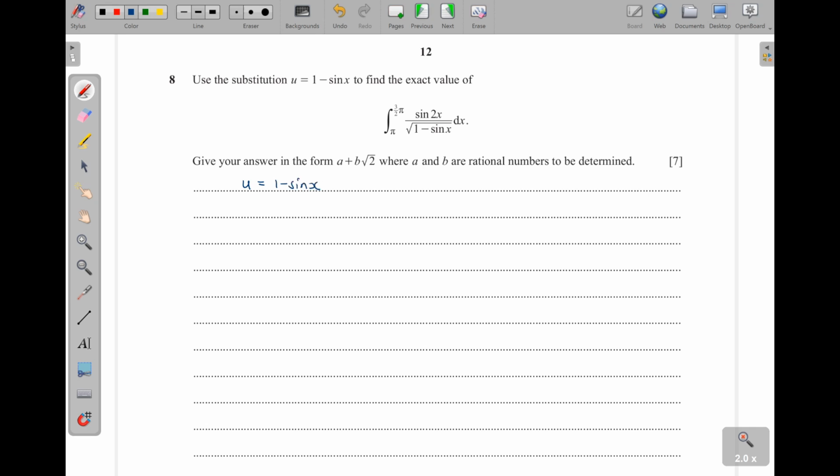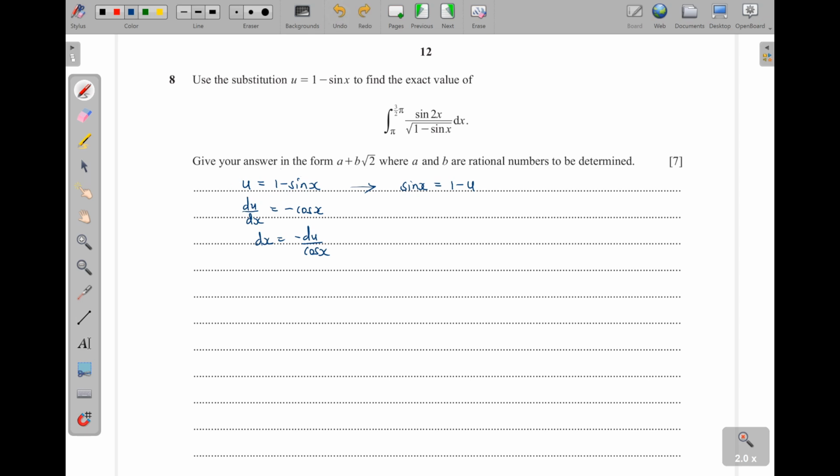Since the variable has changed, that means we need to find the dx in terms of du. So what is du dx? Of course, when you differentiate a constant, it goes. Now, differentiate sine, you get cosine. But since there is a minus, this will be negative cosine of x. So making dx the subject of the formula, it will be negative du over the cosine of x. Then from here, since I have sine somewhere, I can say sine of x is going to be equal to 1 minus u. Take the sine this way, take the u here.